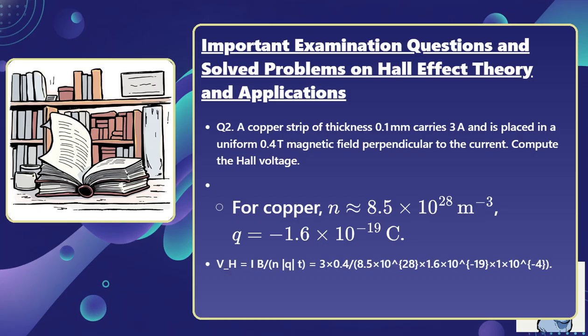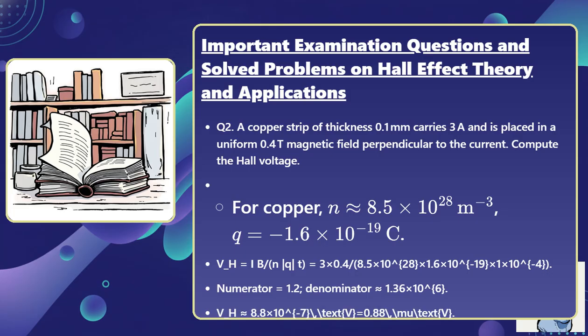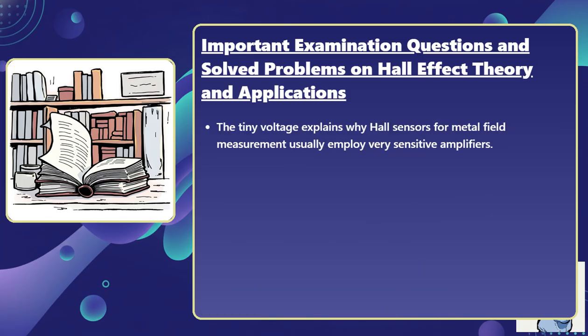V sub H equals IB divided by N absolute QT equals 3 times 0.4 divided by 8.5 times 10 to the 28 times 1.6 times 10 to the minus 19 times 1 times 10 to the minus 4. Numerator equals 1.2, denominator approximately 1.36 times 10 to the 6. V sub H approximately 8.8 times 10 to the minus 7 volts, which is 0.88 microvolts. The tiny voltage explains why Hall sensors for metal field measurement usually employ very sensitive amplifiers.